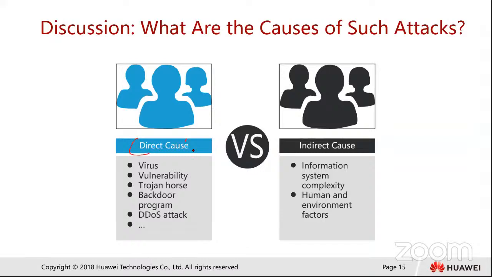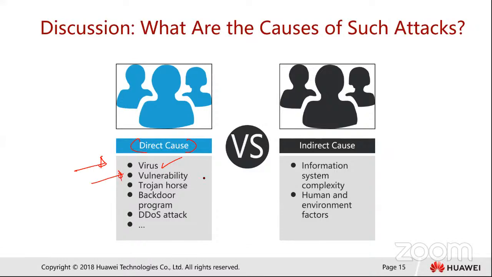We have direct causes and indirect causes. Information systems can sometimes be complex, and the more you design complex systems, sometimes they also bring about complexity, and sometimes you also end up leading to defects. So with the direct causes, you install a virus on your computer to directly go ahead and either destroy your information or cause your computer to behave in a funny way.